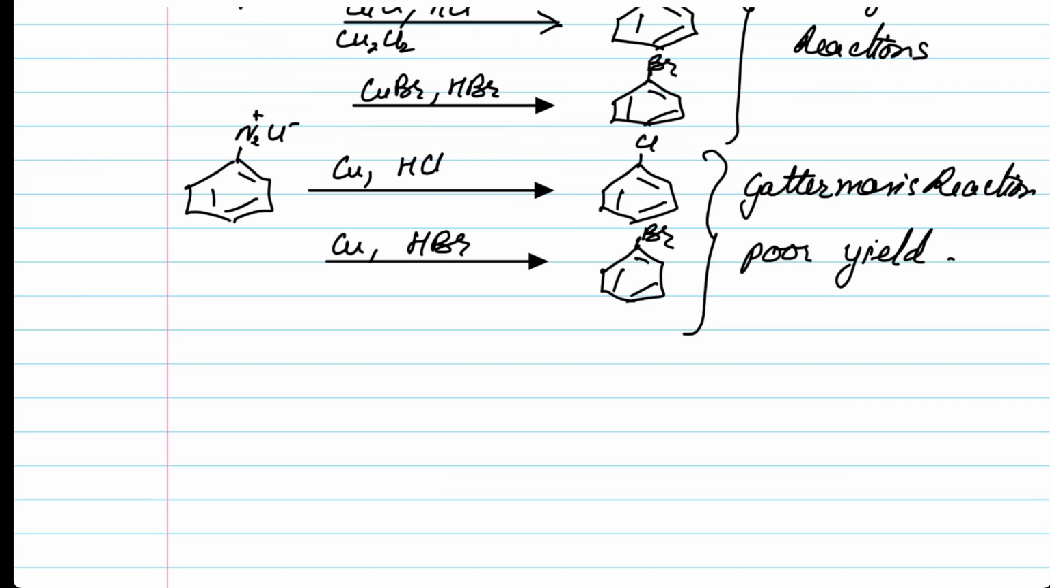If we are supposed to get it converted to iodobenzene, there we do not need any copper compound as a catalyst. What we can simply do is react it along with KI and convert it into iodobenzene.